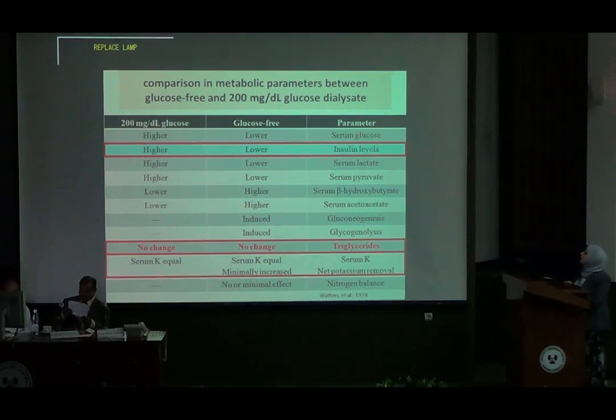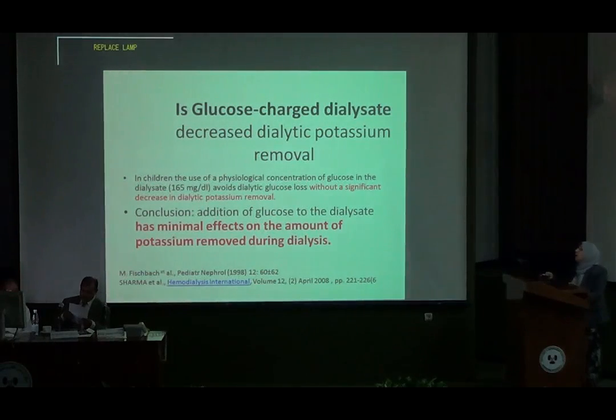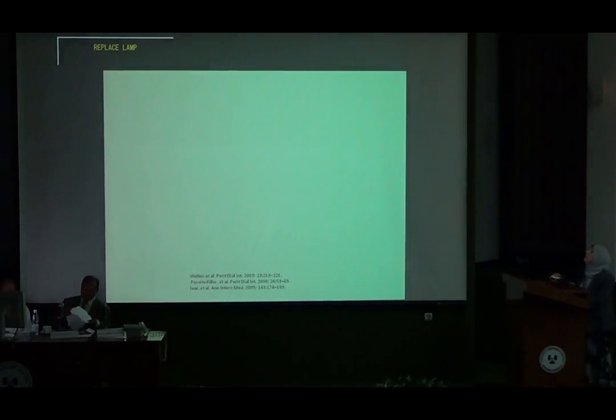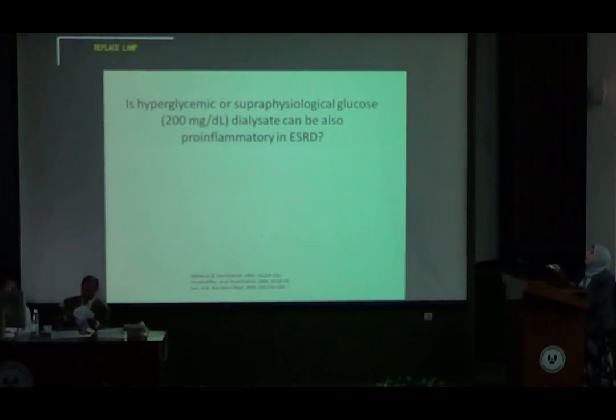As regards potassium, the serum potassium is equal post dialysis, but actually the net potassium removal is minimally increased in glucose free. So it may be affected by glucose charge. Another thing for potassium in children, they found that additional glucose in dialysate has minimal effect on the amount of potassium removed during dialysis. So no big effect with regard to potassium.